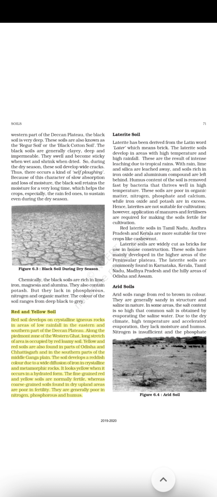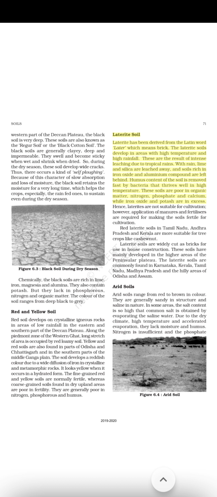Red and yellow soil. Red soil develops on crystalline igneous rocks in areas of low rainfall in the eastern and southern part of the Deccan Plateau. Along the Piedmont zone of the Western Ghats, a long stretch of area is occupied by red loamy soil. Yellow and red soils are also found in parts of Orissa and Chhattisgarh and in the southern parts of the middle Ganga plain. The soil develops a reddish color due to a wide diffusion of iron in crystalline and metamorphic rocks. It looks yellow when it occurs in a hydrated form. The fine-grained red and yellow soils are normally fertile, whereas coarse-grained soils found in dry upland areas are poor in fertility. They are generally poor in nitrogen, phosphorus, and humus.